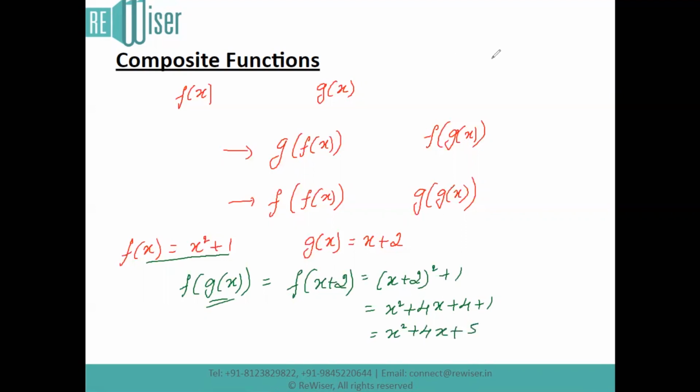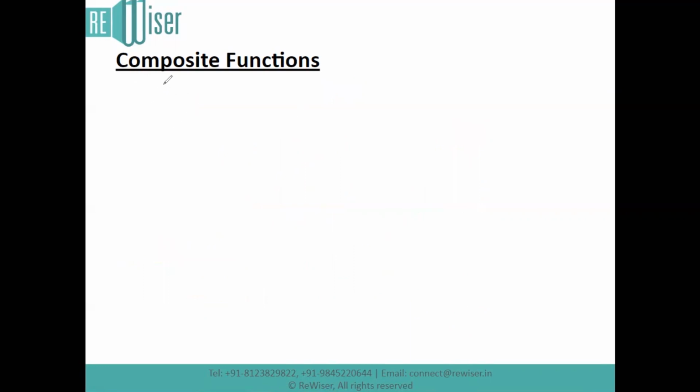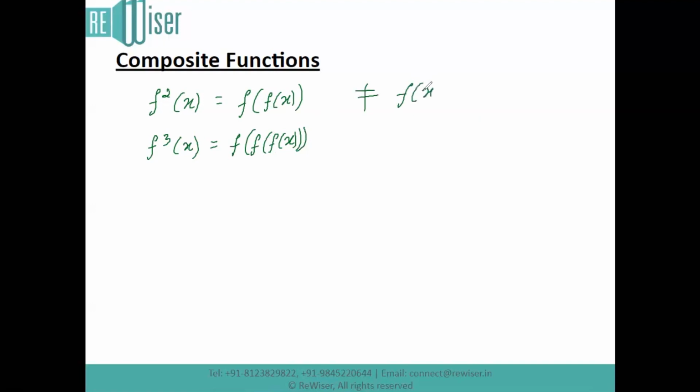One key point to understand in composite functions is whenever I have f square x, this means it is f of f of x. And whenever I have f cube x, this means it is f of f of f of x. And this is not the same as f of x whole square. F of x whole square and f square x are completely different.